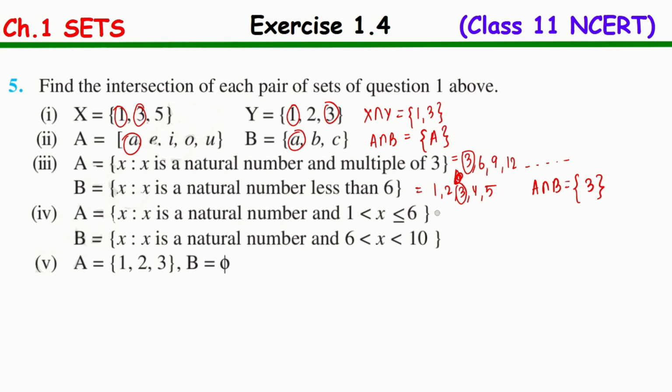Fourth part is A is natural numbers 2, 3, 4, 5 and 6. B is 7, 8, 9. So A intersection B is the common elements. There is nothing common here, so it is empty set. Fifth part is 1, 2, 3 and 5. So intersection, what is common here? There is nothing common here, so it is empty set.